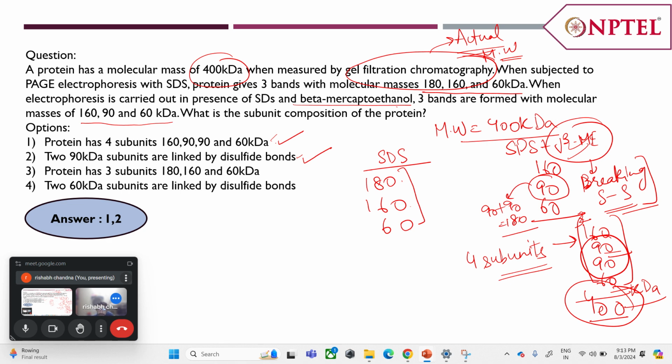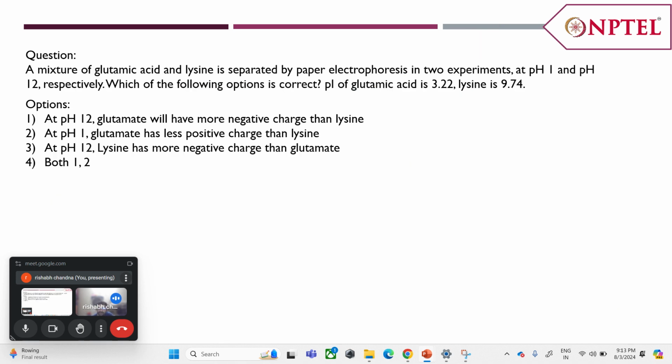Okay, so let's move on to the next question. A mixture of glutamic acid and lysine is separated by paper electrophoresis in two experiments, at pH 1 and at pH 12 respectively. Which of the following options is correct? The pI of glutamic acid is 3.22 and of lysine is 9.74. So this question is based upon the concept of pH and pI. Think logically and give the answer. We have discussed this part in this slide itself.